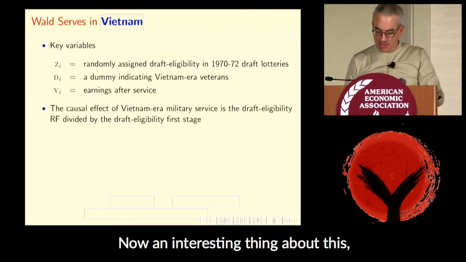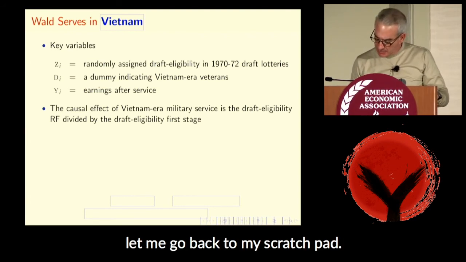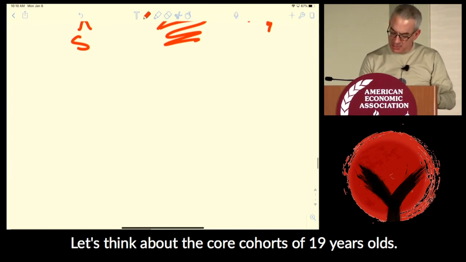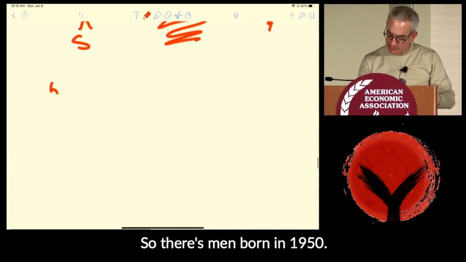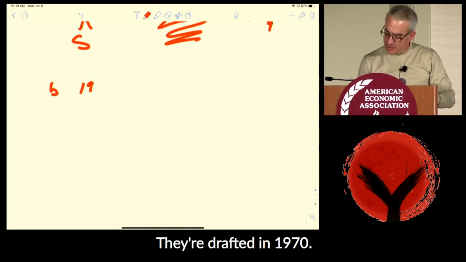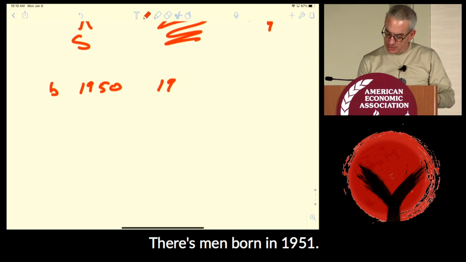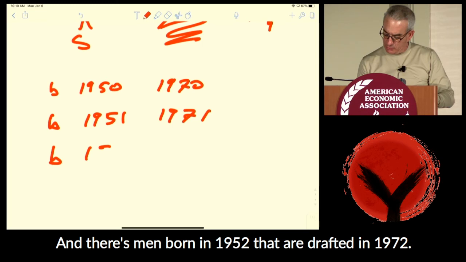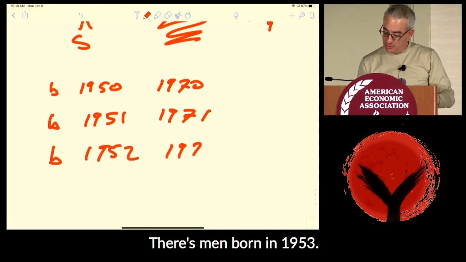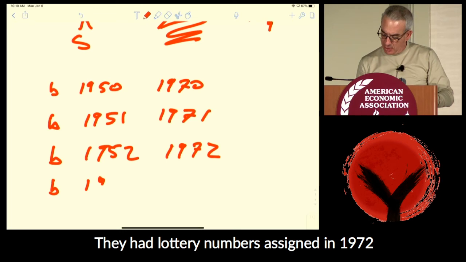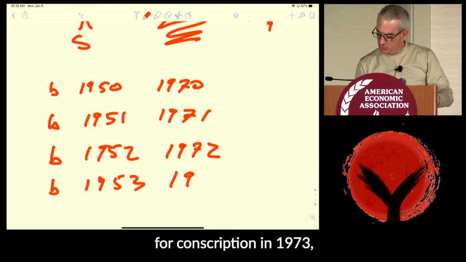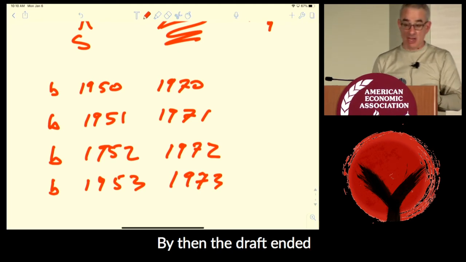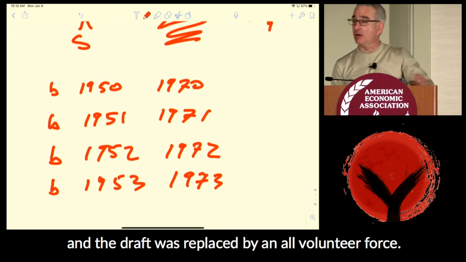Now, an interesting thing about this, the way it worked is, let me go back to my scratch pad. Let's think about the core cohorts of 19-year-olds. There's men born in 1950. They're drafted in 1970. There's men born in 1951. They're drafted in 1971. And there's men born in 1952. They're drafted in 1972. There's men born in 1953. They had lottery numbers assigned in 1972 for conscription in 1973, but they were never drafted. By then, the draft ended, and the draft was replaced by an all-volunteer force.